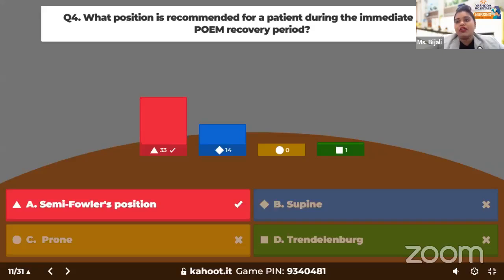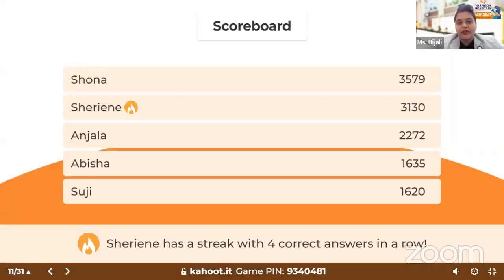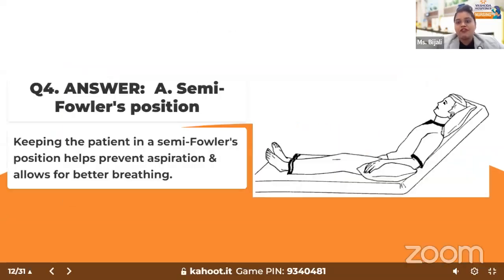So let's see on the scoreboard who have answered correctly. So first we are having Shona again. So claps for Shona. So keep going. Next we have Shireen.